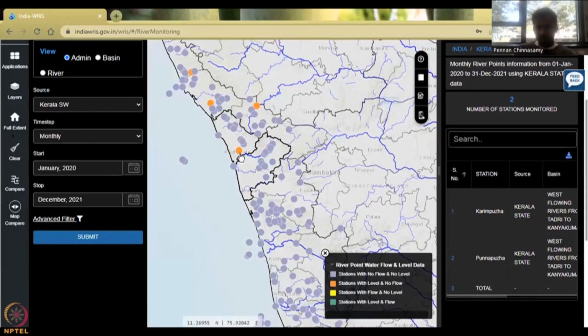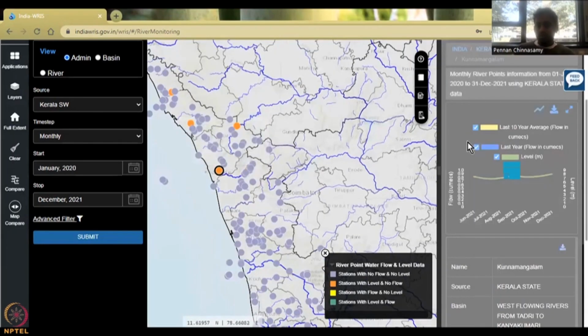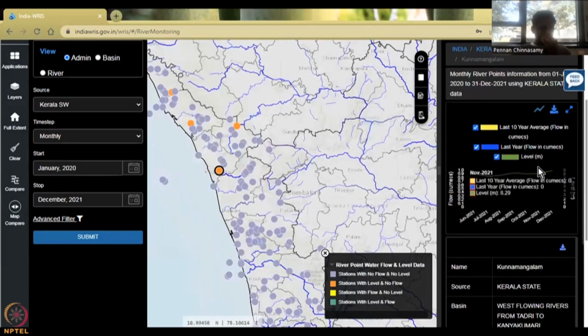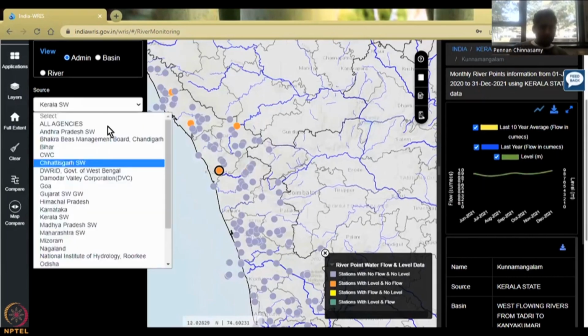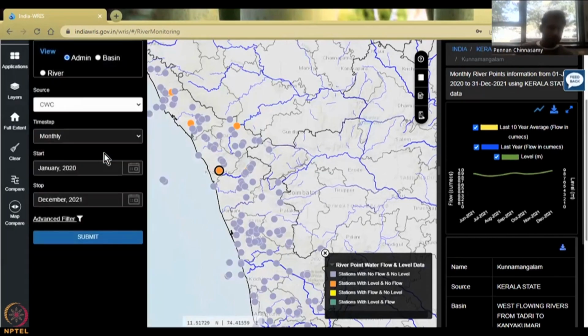So I'm just going to click this station to see if the data populates. Yes, it does. There is no flow, but there is good level data for the period. Okay, I'm going to click again, last one for today. We will be looking at just CWC data. Let's take only Kerala, and then just do this submit again.